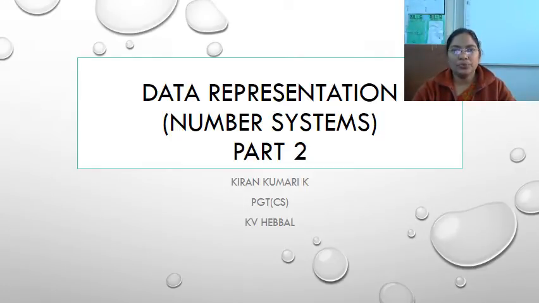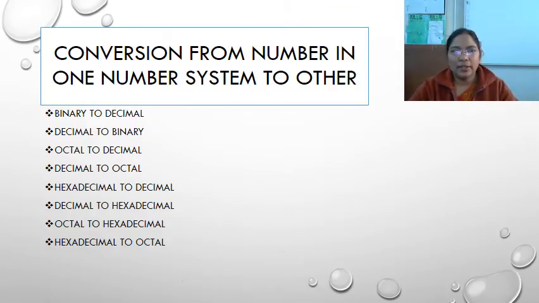Let's continue data representation, that is number systems. Today we'll learn how to convert a binary number to decimal number, decimal to binary, octal to decimal and decimal to octal, hexadecimal to decimal, decimal to hexadecimal, octal to hexadecimal and hexadecimal to octal. Okay, already we have seen in the previous lesson how to convert a given binary number to decimal and decimal to binary.